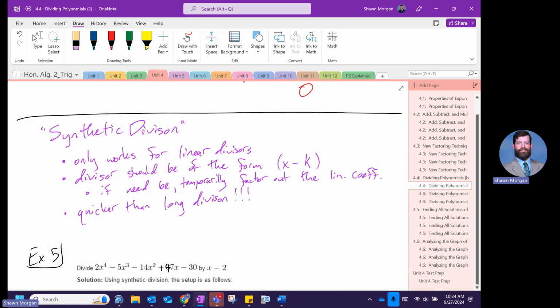It's a lot faster than long division. Now I'll show you just up here in this space what it looks like. And you're going to be like, what? Okay.